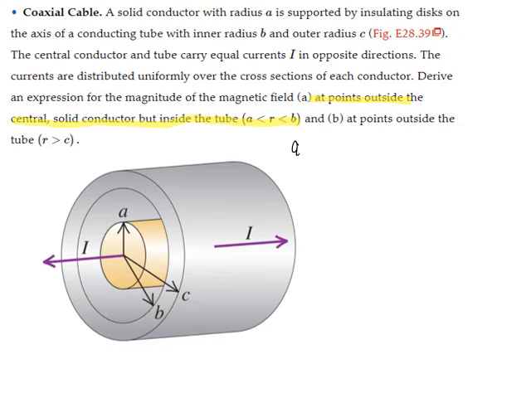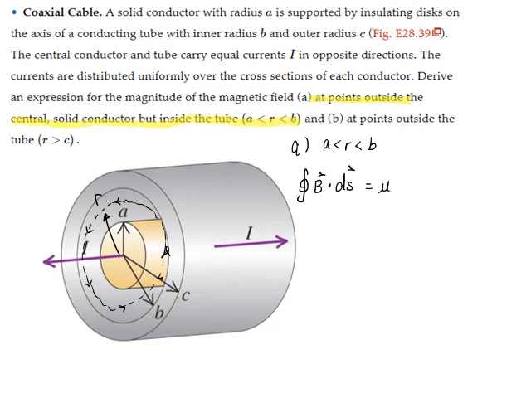So for part A, what is the magnetic field between a and b? First thing we'll do is let's draw a path. Okay, I went off a tiny bit there. So that path has radius r, and it's between the two conductors. We'll write down our Ampere's law. The integral of B dot ds. We'll take the orientation of our ds to be the same as the orientation of our magnetic field, so coming around this way so that it's positive, is equal to mu naught times the current enclosed by the path.